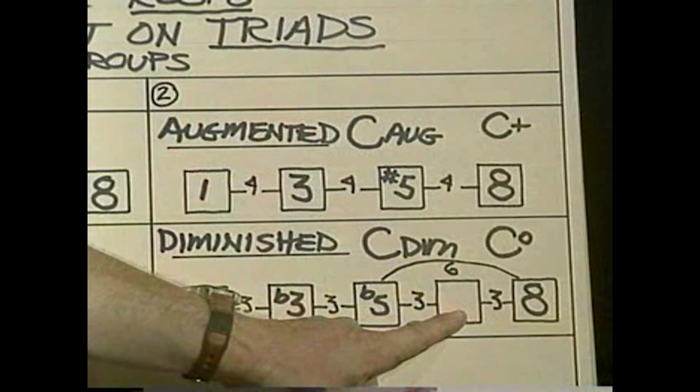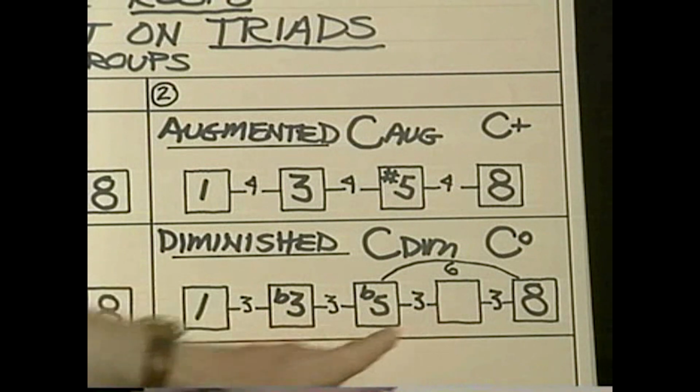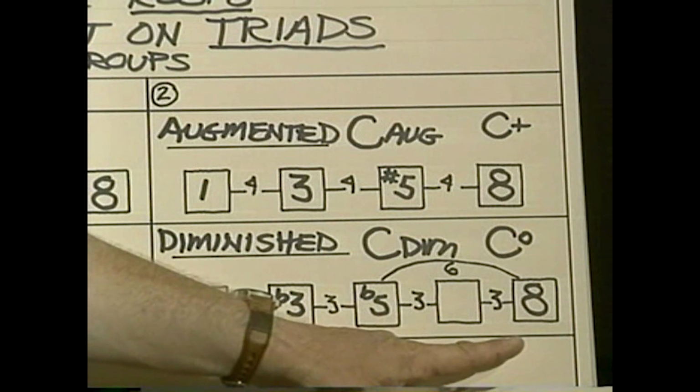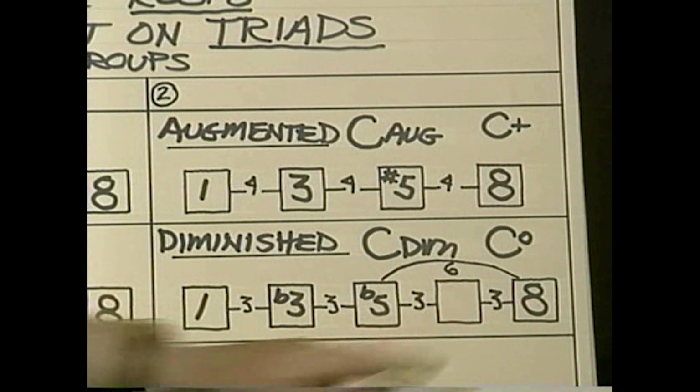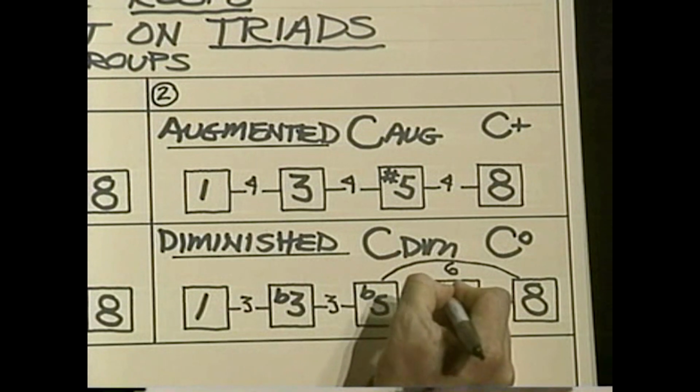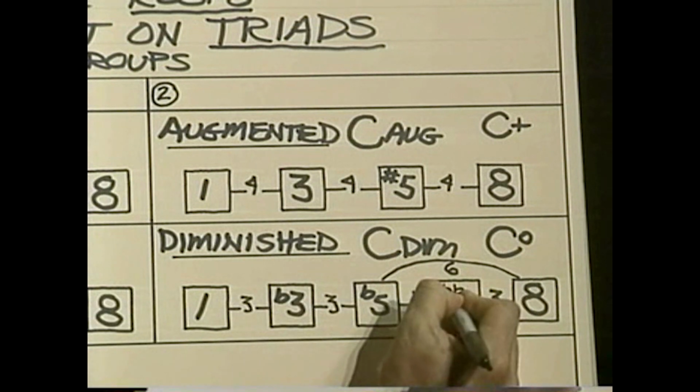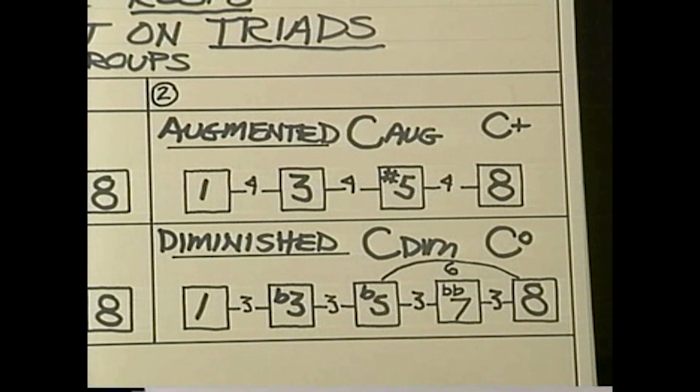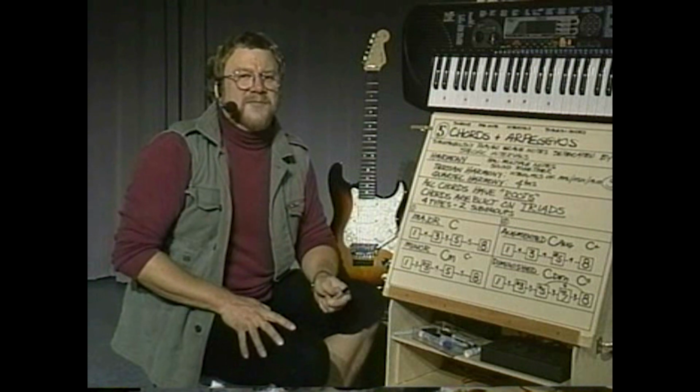But this note right here, which is halfway between the flat 5 and the 8, is note number 6 in our musical number system, but it's generally in this context referred to as a double flatted 7. It's a thing called a diminished 7th. You might recall that from our discussion on intervals.